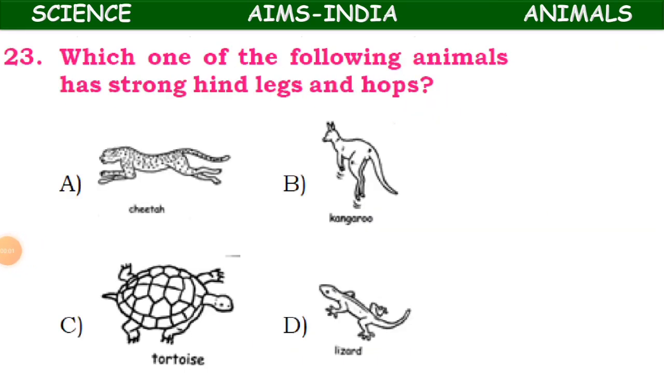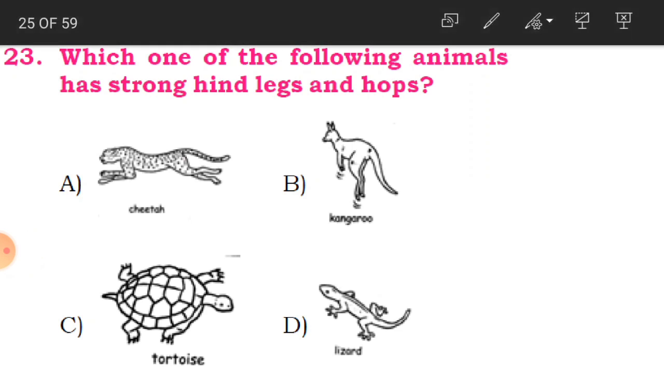One of the following animals has strong hind legs and hooves. See children, hind legs are nothing but the back legs actually. So which one has got hind legs and hooves? Hooves are for jumping. Here in the diagram you can see cheetah, kangaroo, tortoise and lizard. So which one can jump with its back legs? That is the question.